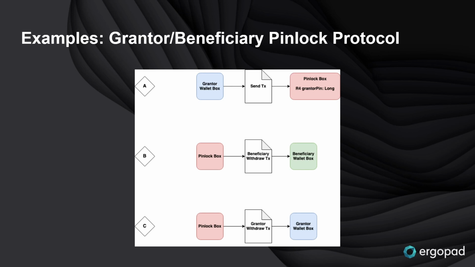In this protocol, the first stage would be the grantor, who interacts with the send transaction and would then send money to a Pinlock box. And when this box is created, it will have the money sent from the grantor and also a pin that was assigned to it in register 4 that the grantor was able to decide on.